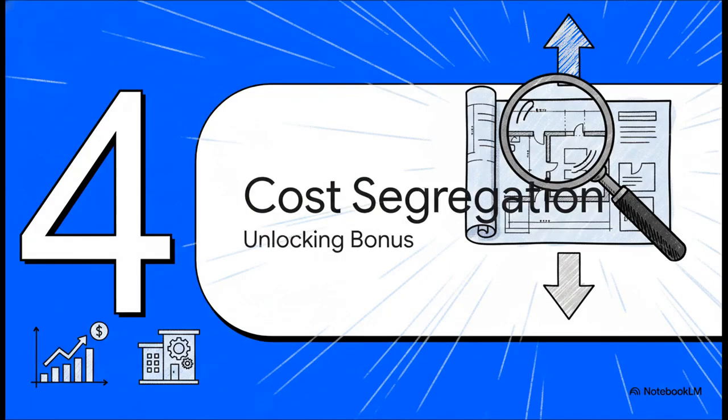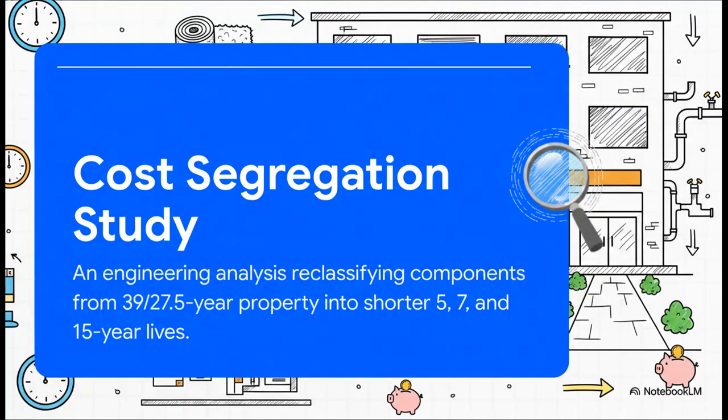Now, as powerful as that is, we can actually take it a step further. This whole strategy gets turbocharged when you combine it with something called a cost segregation study. So what is a cost segregation study? Simply put, it's an engineering-based analysis that carves up a building into all its little pieces. So instead of just lumping the whole thing together as 39-year property, it identifies things like carpeting, wiring, or landscaping that legally qualify for much faster write-offs. We're talking 5, 7, or 15-year property.